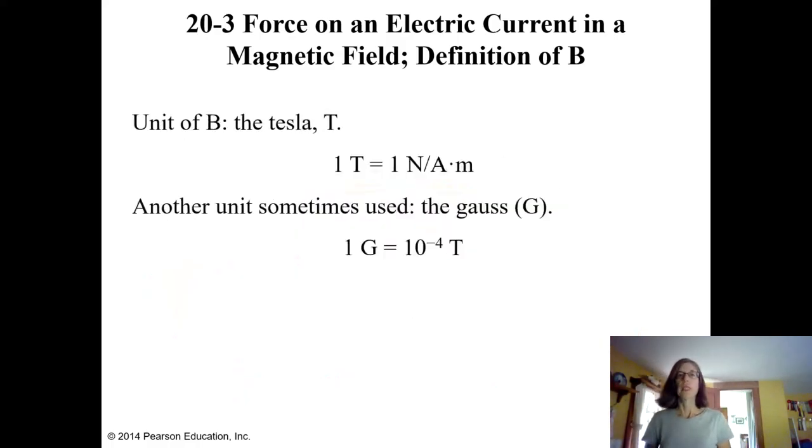All right, so the unit for magnetic field is known as the Tesla, and it's based off the units for force, current, and length. So 1 Tesla is equal to 1 Newton over an ampere times a meter. So just make sure when you're doing these problems that you have your units of newtons, amps, and meters, so that your unit for magnetic field is the Tesla. Another unit that we use less frequently is the Gauss, and that equals 10 to the minus 4 Teslas.